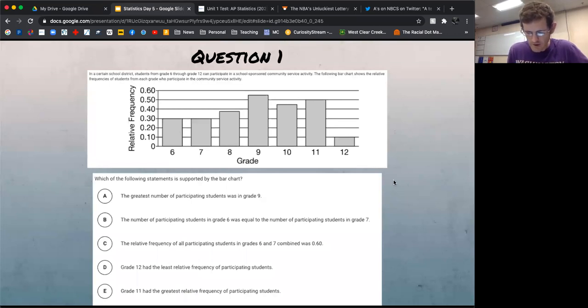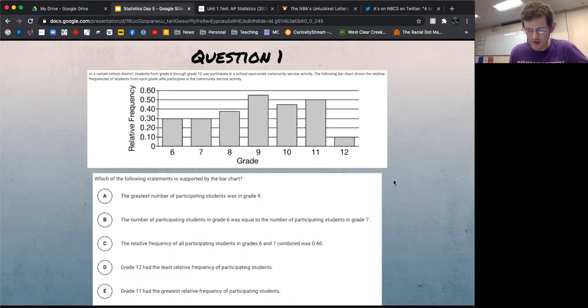And this shows what proportion of all these different grade levels participated in school-sponsored community service activity. And the key thing with this is that you have to very seldom say anything related to the number of people participating. So if there's a question that's related to that, you can't really say much about that. Let's look at what I mean by that. If you look at the first answer choice, the greatest number of participating students was in grade 9. Well, the greatest proportion was in grade 9, but we don't know that it's the greatest number of students.